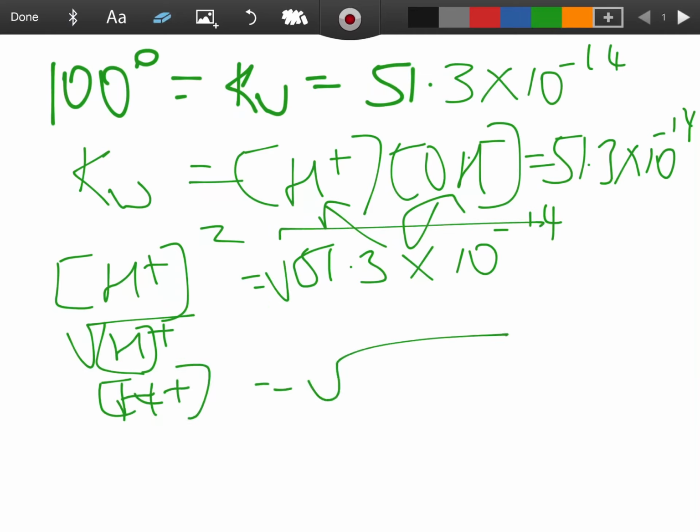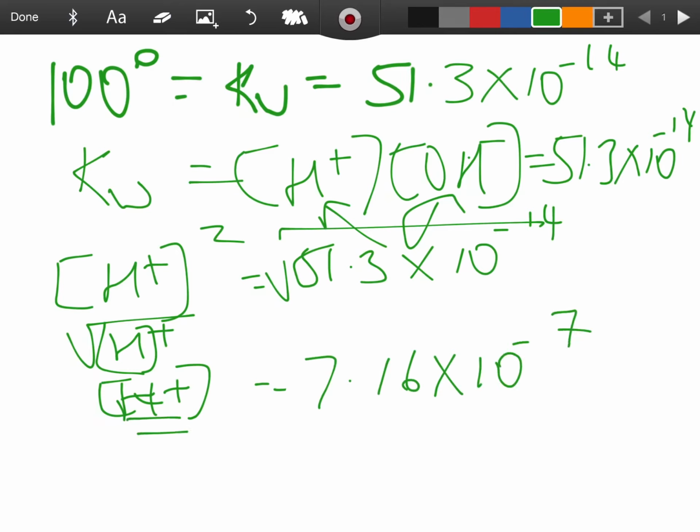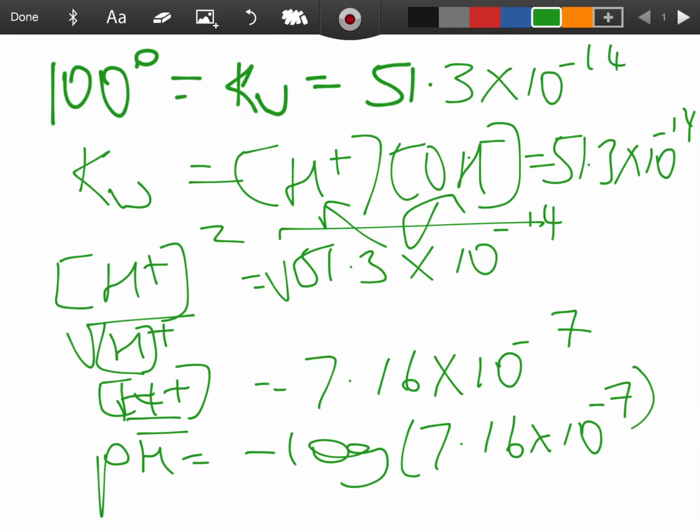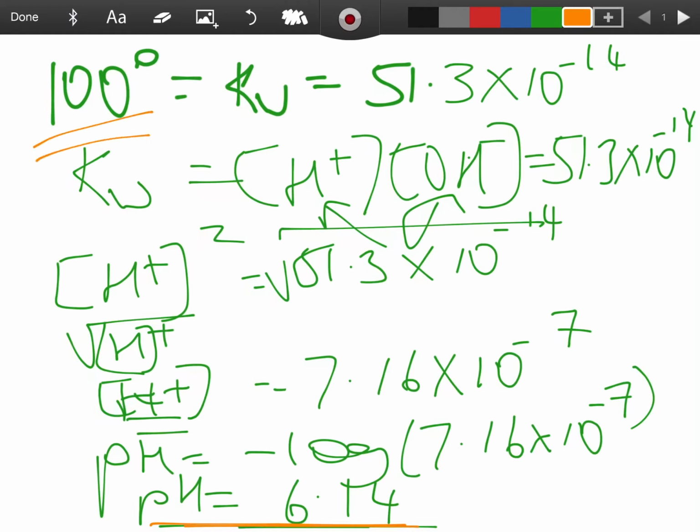The square root of 51.3 works out to be 7.16 by 10 to the minus 7. So that's the hydrogen ion concentration, okay? When you fill that into your pH formula, minus the log of 7.16 by 10 to the power of minus 7, you get a pH value of 6.14. Now, they might say to you, because it has a pH value of 6.14, does that mean that water is slightly acidic at 100 degrees?